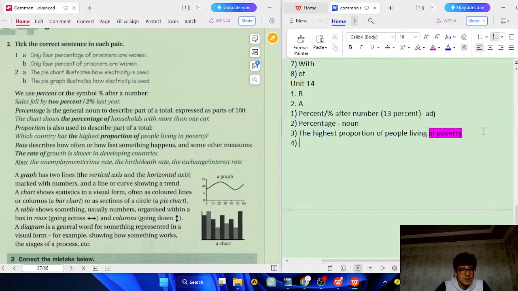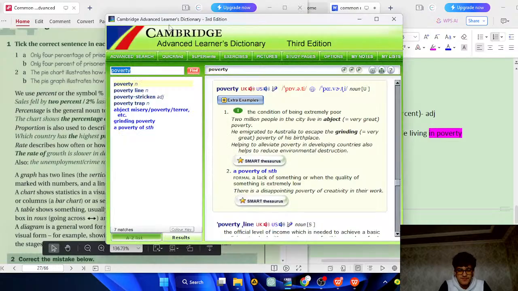Fourth, rate describes how often or how fast something happens, and some other measures. The rate of growth is slower in developing countries. The unemployment rate, crime rate, the birth rate, death rate, exchange rate, interest rate, mortgage.